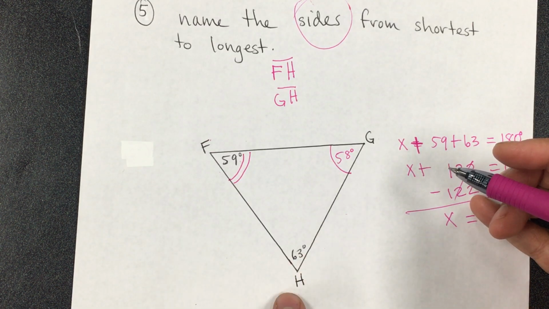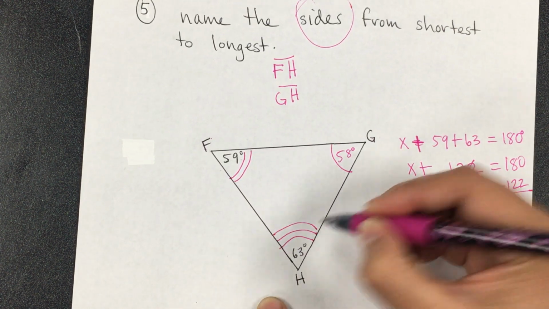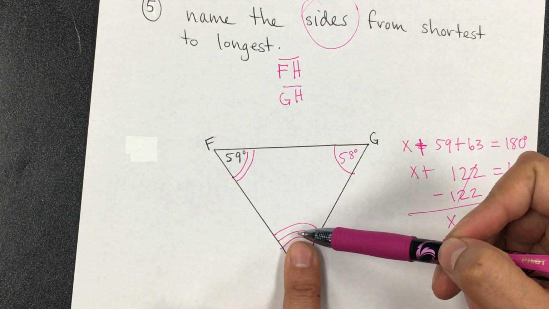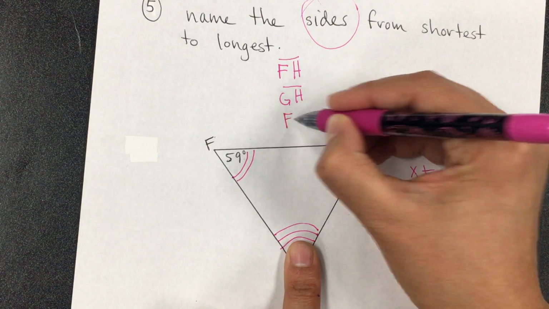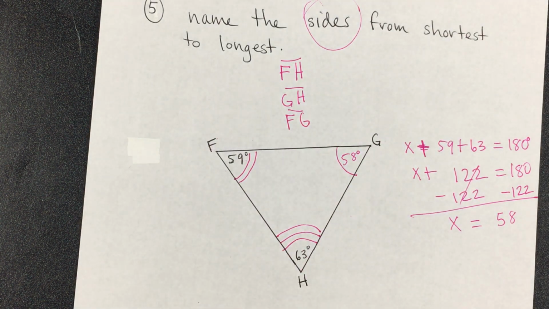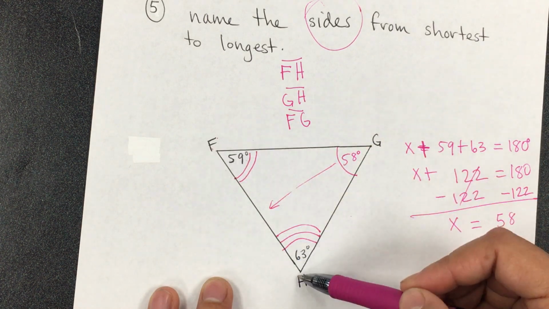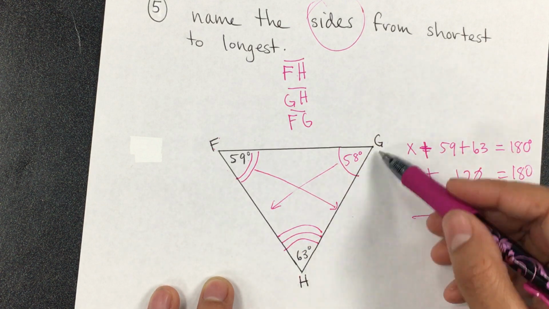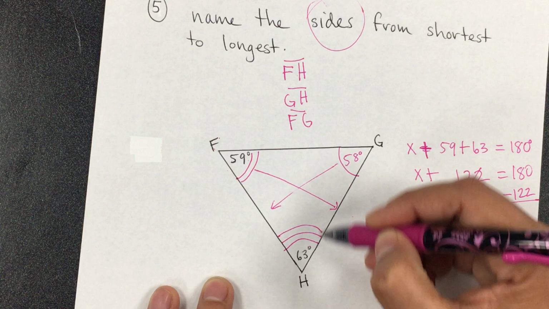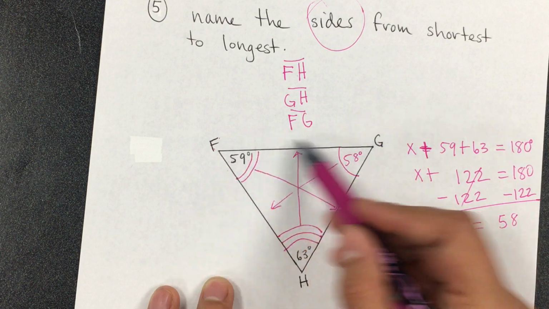Finally, the largest angle is H. I cover the letter H because I know that opposite to that is the other side, so it's FG. Okay? Remember, it's opposite. So basically, G is opposite to FH right there. F, which is 59, is opposite to GH. And 63 degrees, which is angle H, is opposite to that side, which is FG.